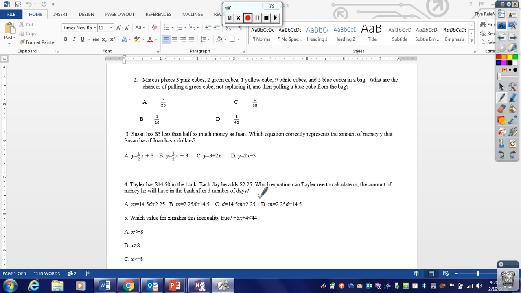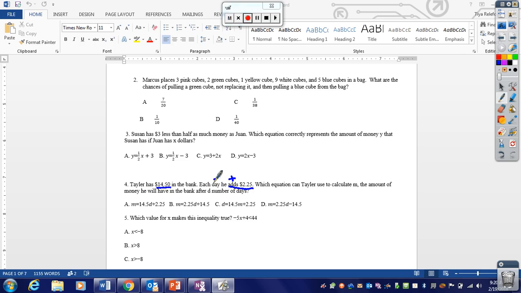Number 4, a little crowded on there. I almost didn't see it. Taylor has $14.50 in the bank. Each day he adds $2.25. Which equation can Taylor use to calculate M, the amount of money he will have in the bank after D, number of days?